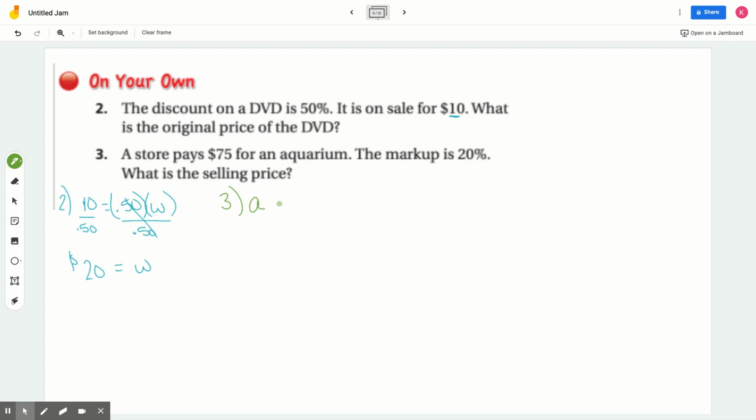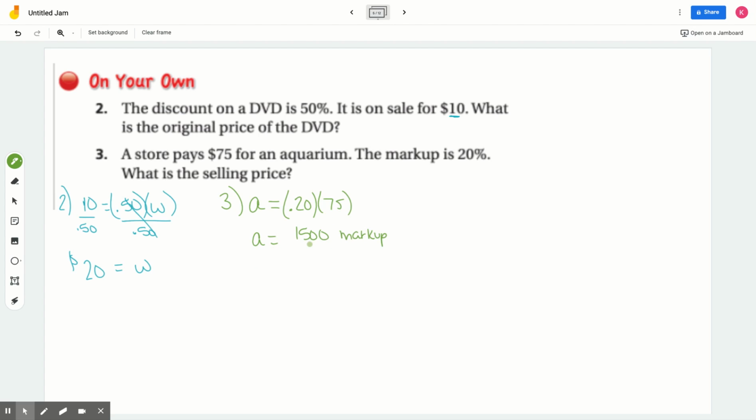So we have the amount of the markup is equal to the percent of markup as a decimal times the whole, or the original amount. So 20% times 75 is $15. So this is the markup.